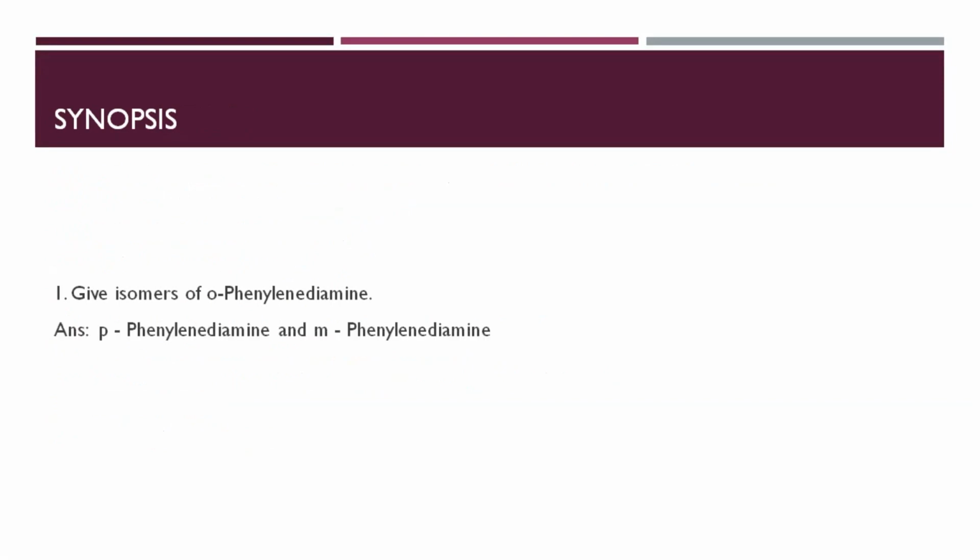So two isomers of orthophenylene diamine are available. They are paraphenylene diamine and metaphenylene diamine. We have already seen in organic chemistry what are ortho, para and meta positions. Let us see the structures.